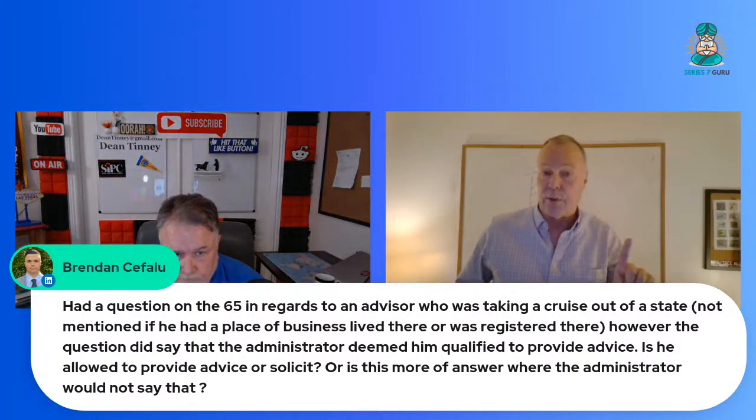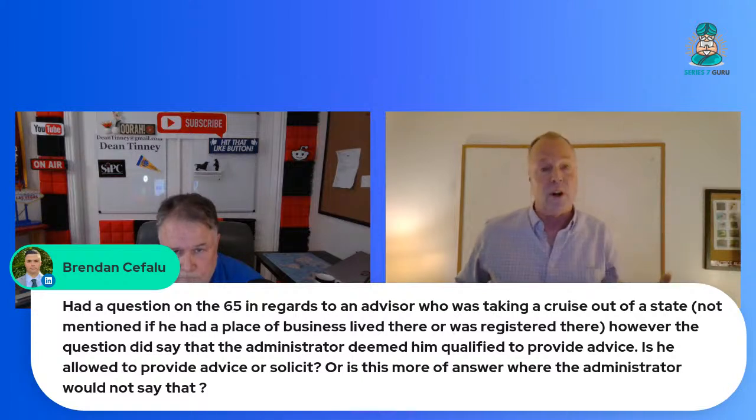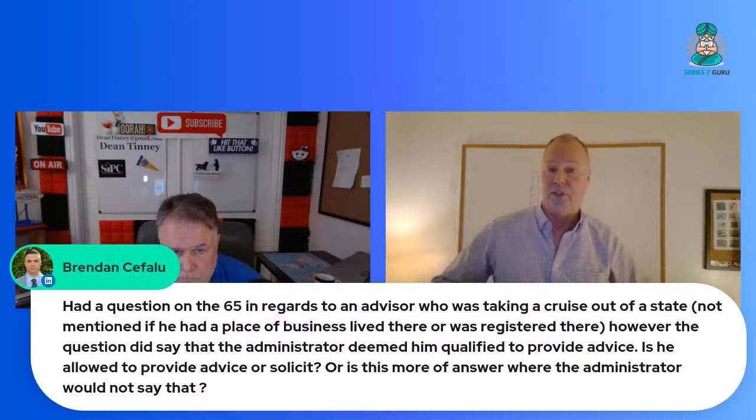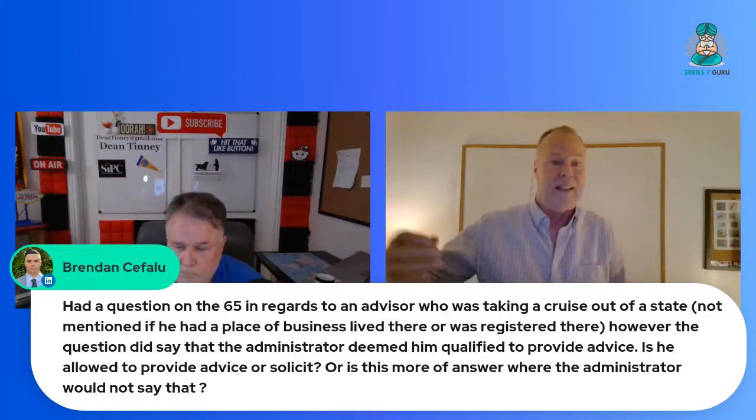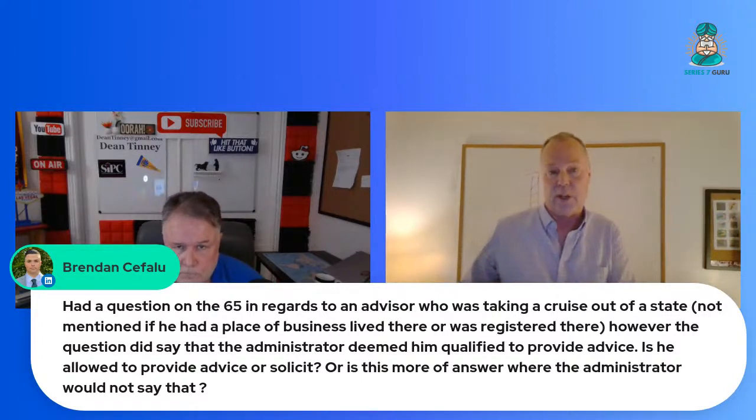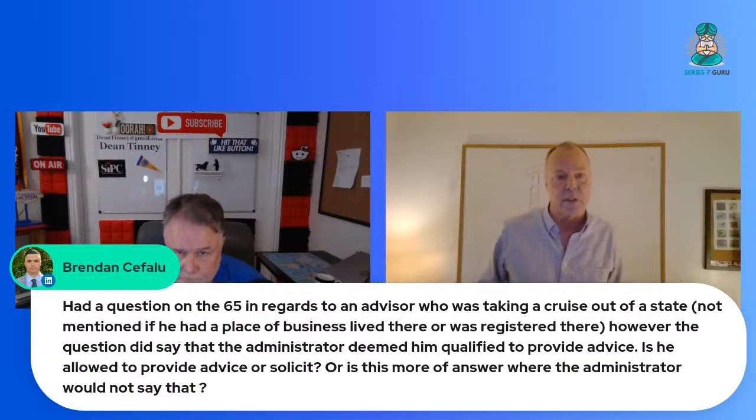I believe it's with a federal IA. Therefore, he can go on all the cruises he wants. It's not a place of business. He doesn't have to be registered in this particular state or that particular state because there's no place of business.